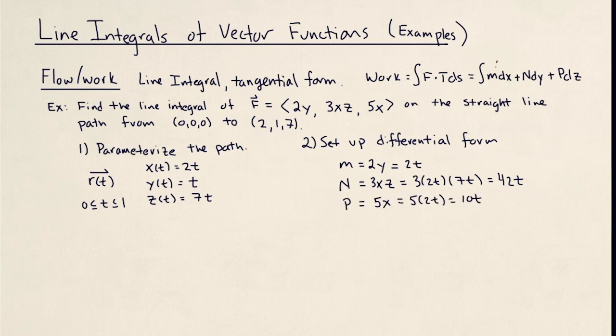So now I've got all the M's and the N's and the P's all in terms of t, but in order for me to use the differential form, I need to figure out what dx, dy, and dz are. But that's easy because I can just take the derivatives of my parameterization, and that will give me a differential relationship between dz and dt.